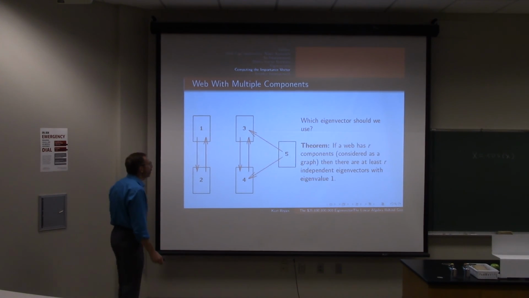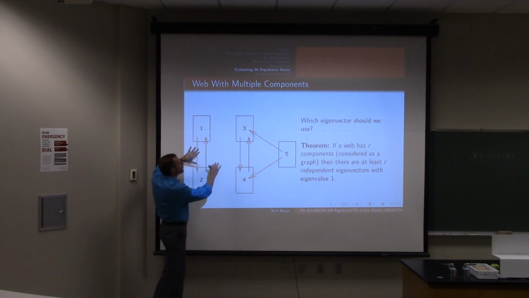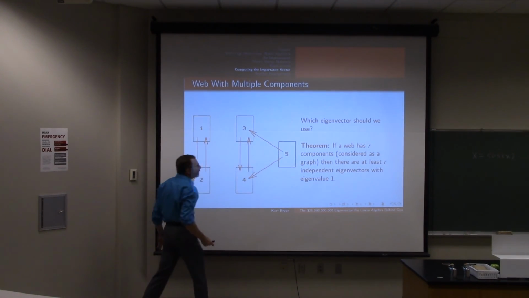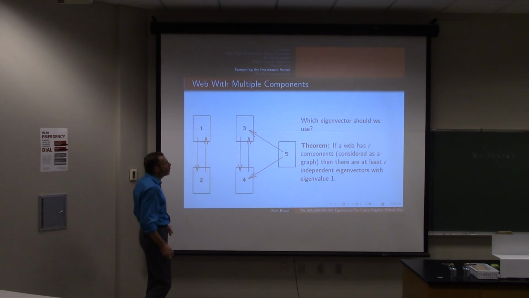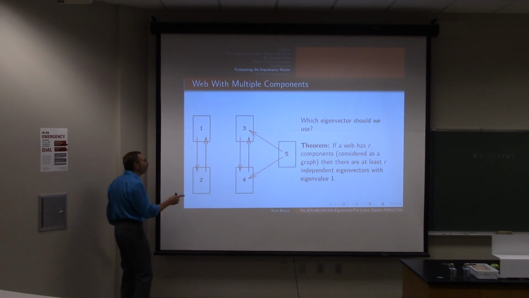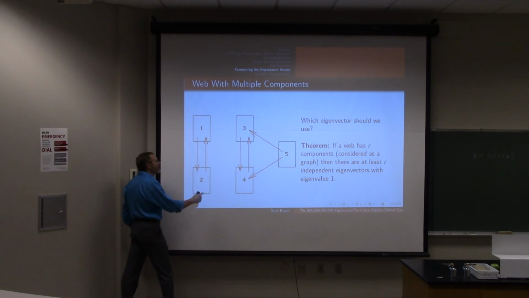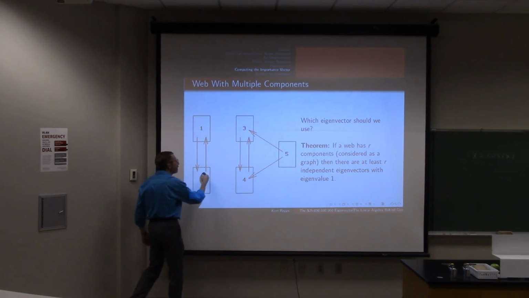And here's a general theorem. If your web has R components, if you consider it as a graph, R distinct components, then this problem will be R-fold worse. There will be R independent eigenvectors with eigenvalue 1. So the problem will be even worse. How do you fix this? Well, the core problem here is that we've got disjoint components where pieces from here don't link to pieces from here and vice versa.